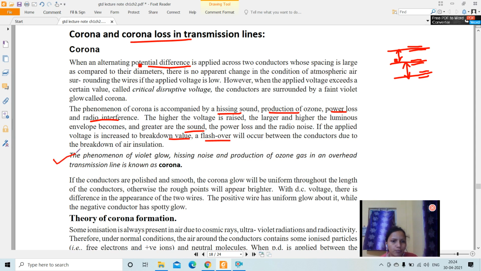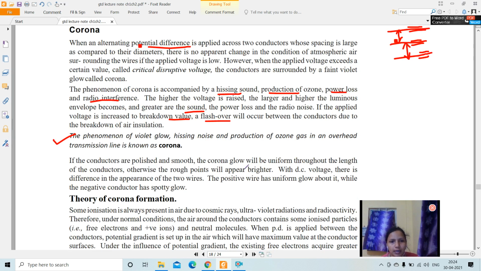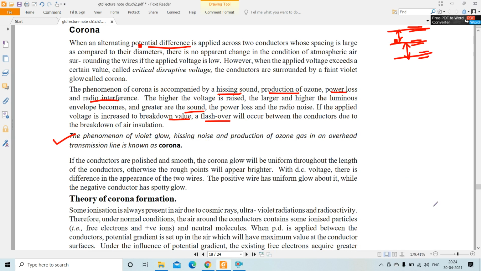So what is the definition of corona? It is the phenomenon of violet glow, hissing noise and production of ozone gas in an overhead transmission line, known as corona. If the conductors are polished and smooth, the corona glow will be uniform throughout the length of the conductor. Otherwise, at the rough points, it will appear brighter. With DC voltage, there is a difference in the appearance of the two wires. The positive wire has a uniform glow, while the negative conductor has a spotty glow.